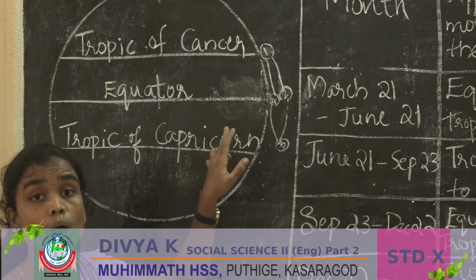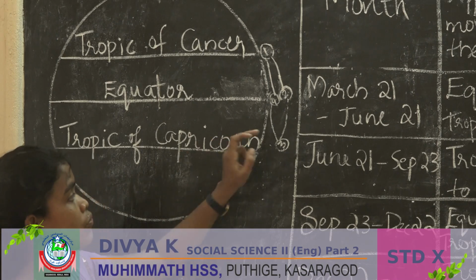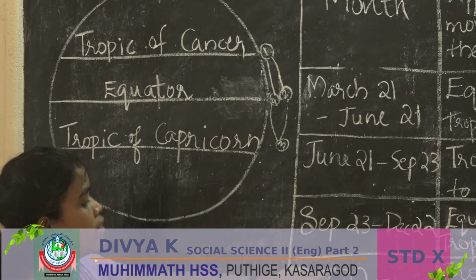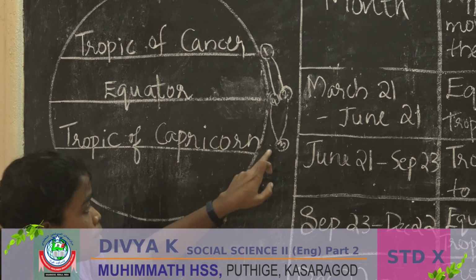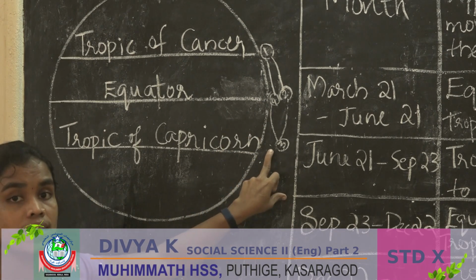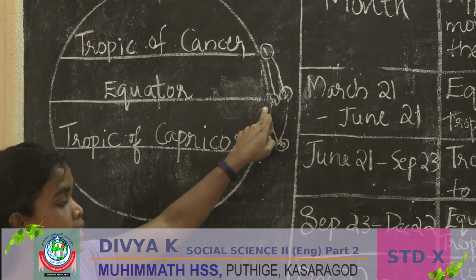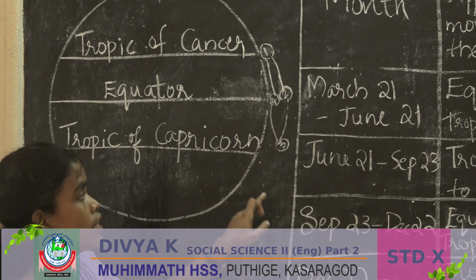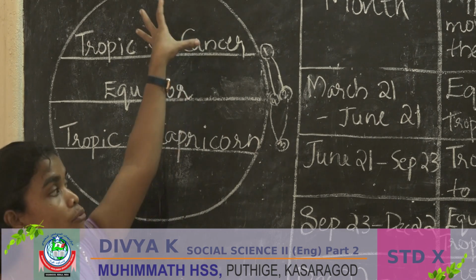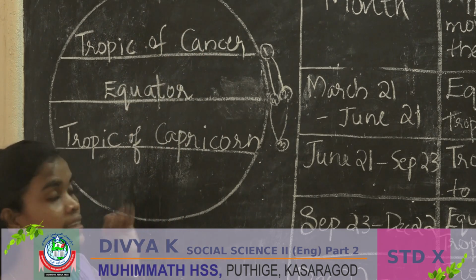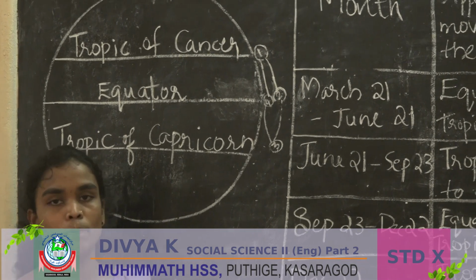Then the last and final shift. From where to where? From the Tropic of Capricorn to the equator. In which months? Look here, from December 22 to March 21. On December 22 the position of the sun is at the Tropic of Capricorn. It returns to its home, that is the equator, on March 22. At that time the northern hemisphere witnesses the winter season and the southern hemisphere witnesses the summer season. Is it clear?